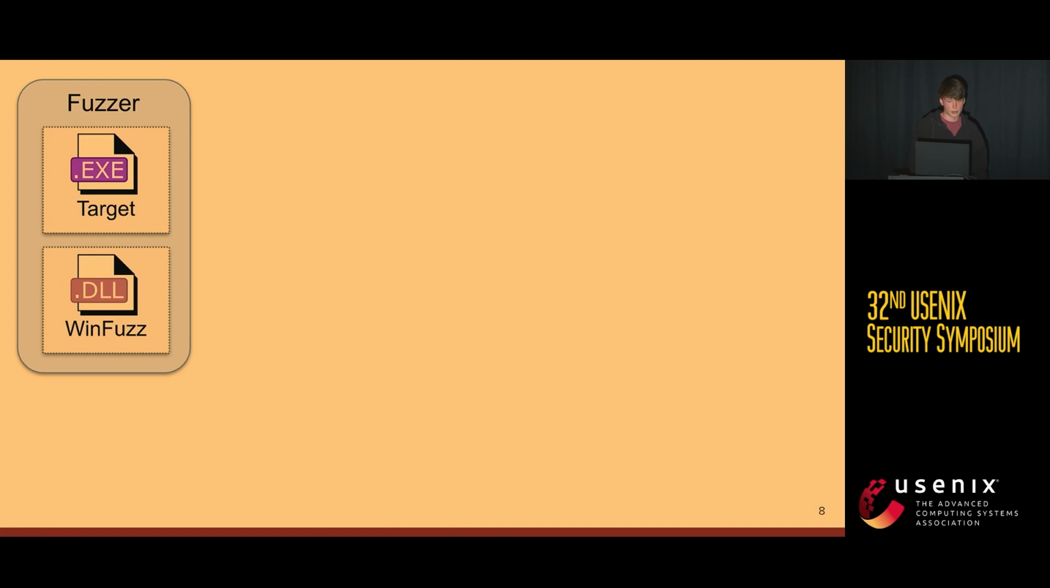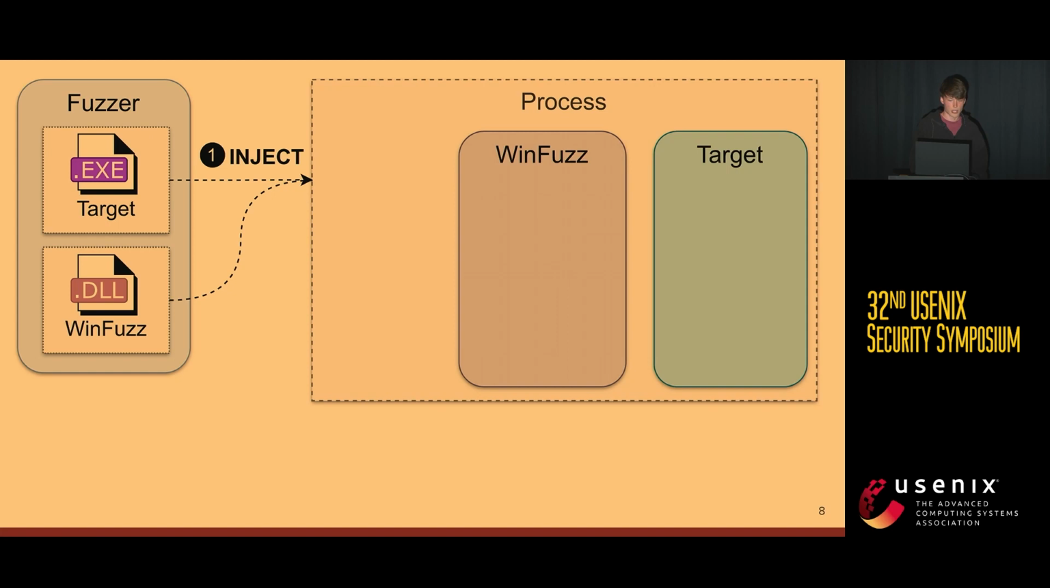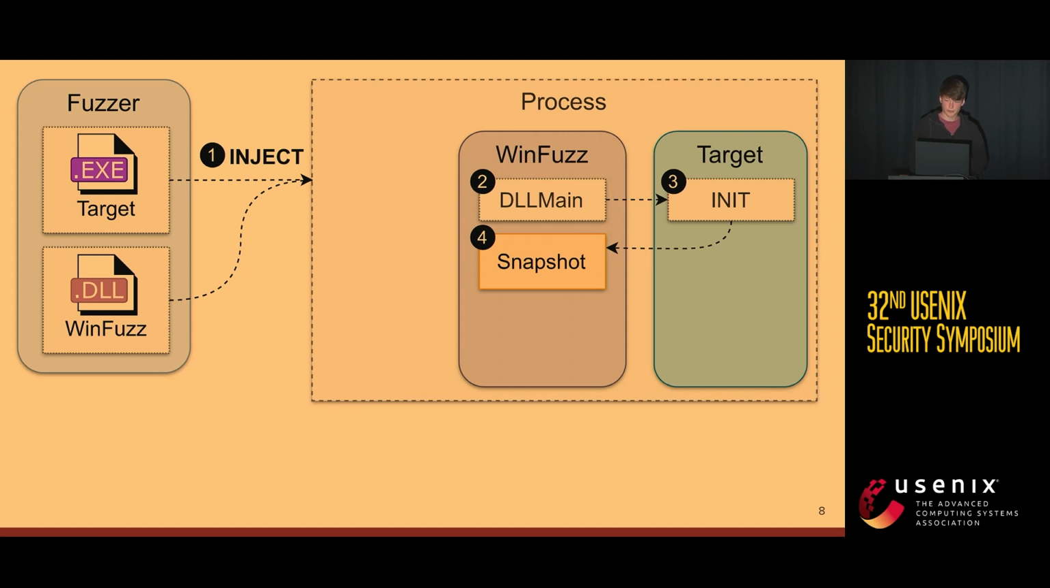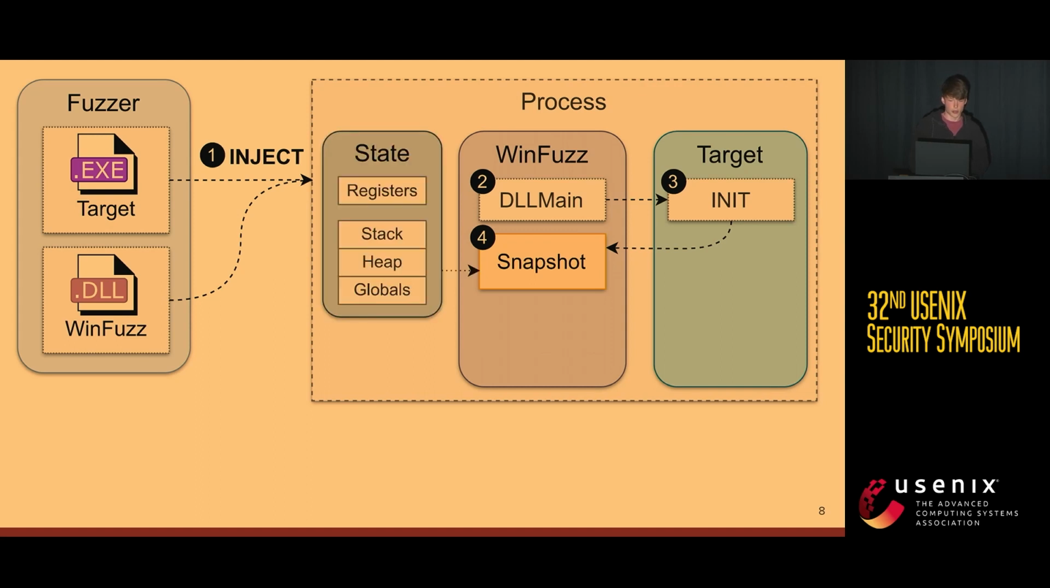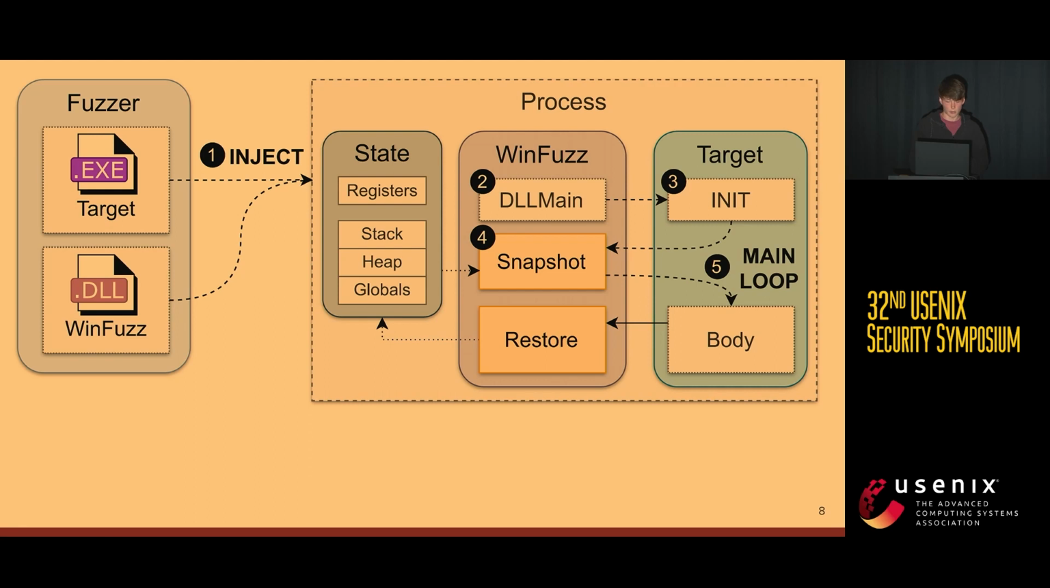Here's that in a diagram. We start with the target binary we're testing and our DLL. We inject that into a new process and run our DllMain function, which sets up our interposition on the target, so that once it initializes and puts itself into the state we want, we first go to our snapshot function, which saves the state of the process at that point, and then proceed to the body of the code. Now we're ready to start the main fuzzing loop, where we run the body, restore the state of the process, and keep doing that over and over again.